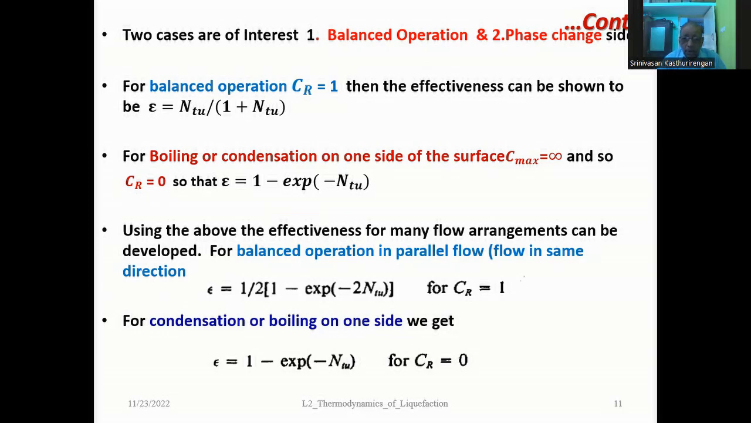This is the case where Cr is equal to 1. In case there is a condensation and boiling on one side for a parallel flow heat exchanger, then we get epsilon is equal to 1 minus exponential of minus NTU, the same as the other case. And in this case, Cr is equal to 0 because of the boiling or condensation on one side.